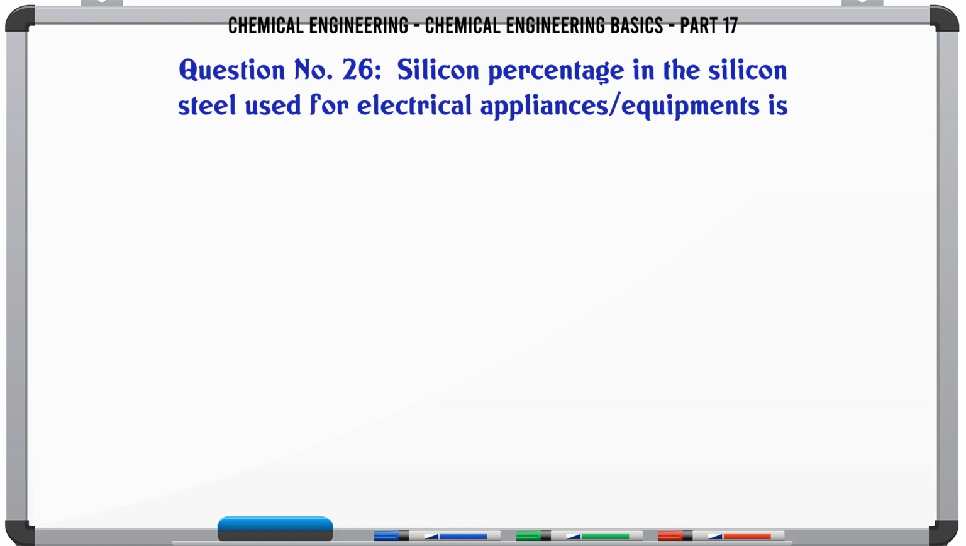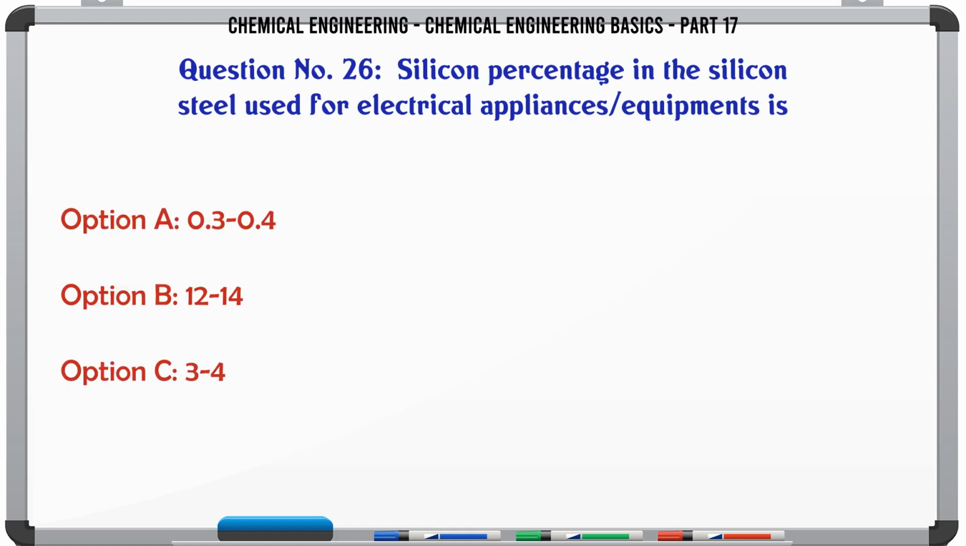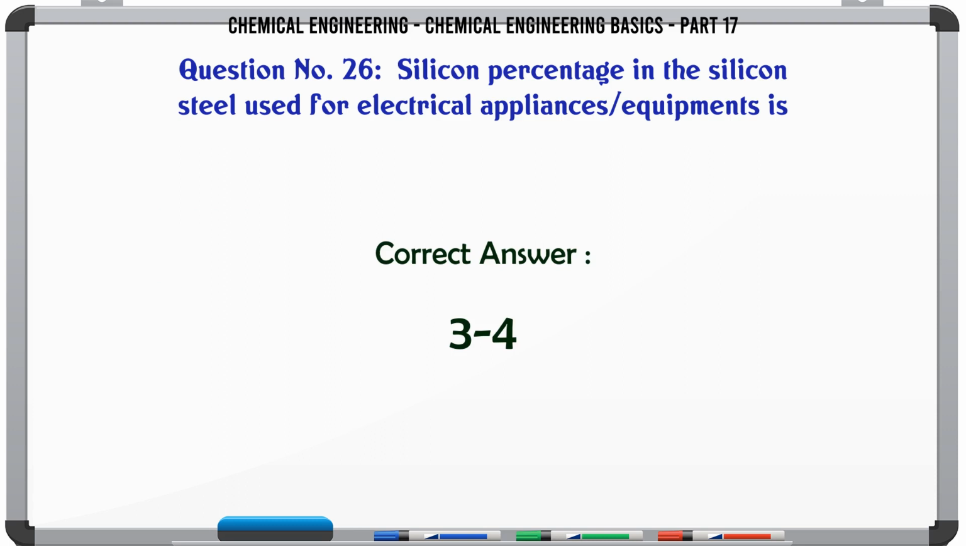Silicon percentage in the silicon steel used for electrical appliances equipments is A. 0.3-0.4, B. 12-14, C. 3-4, D. 20-25. The correct answer is 3-4.